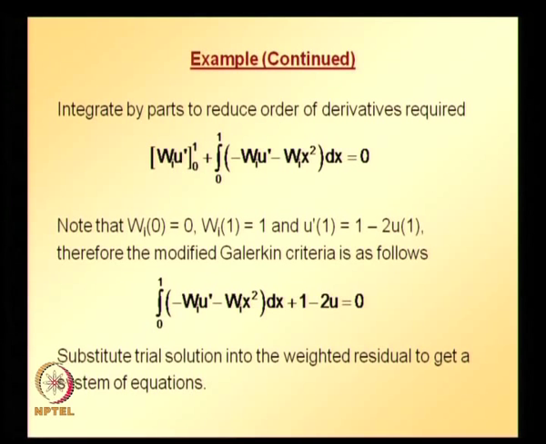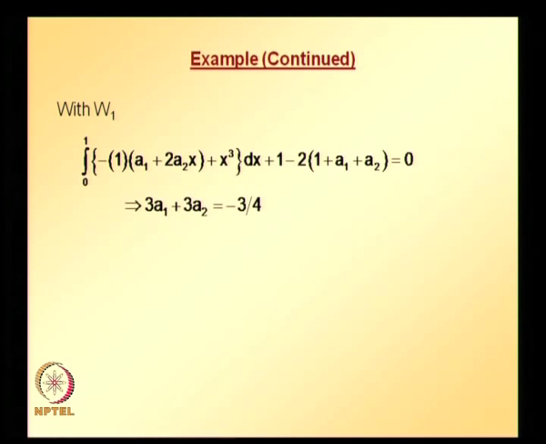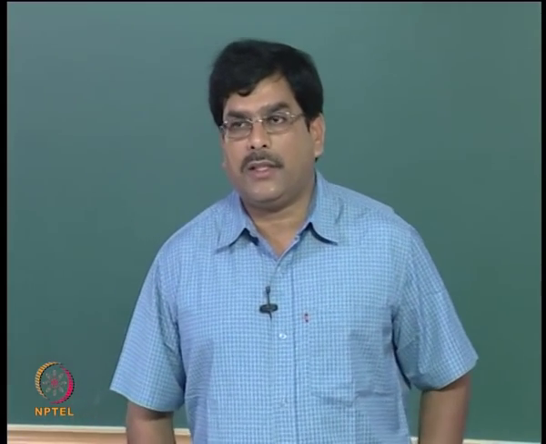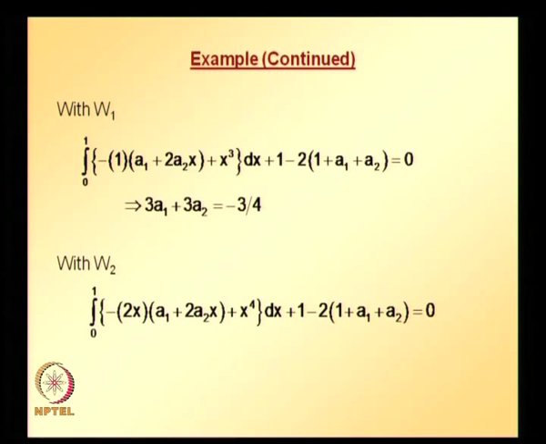Substitute the trial solution into the weighted residual to get a system of equations. So i taking value 1 results in this equation. i takes values 1 and 2 here because we need to determine two coefficients, a1 and a2. This is the equation corresponding to i taking value 1, and this can be simplified, which results in this equation. And when i takes value 2, you get this equation, that is, you need to substitute W2 and the corresponding trial solution and derivative of the trial solution, and which simplifies to this equation.